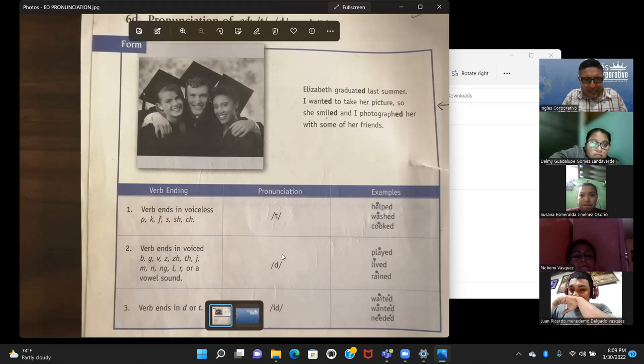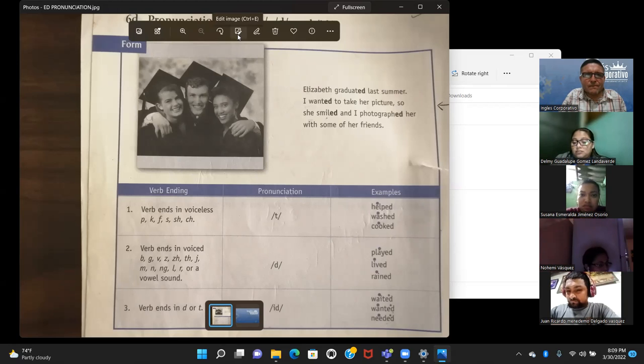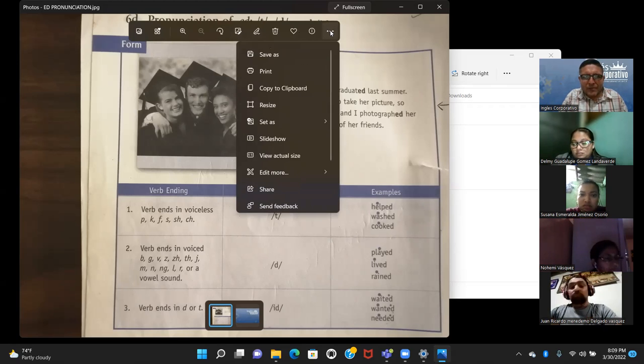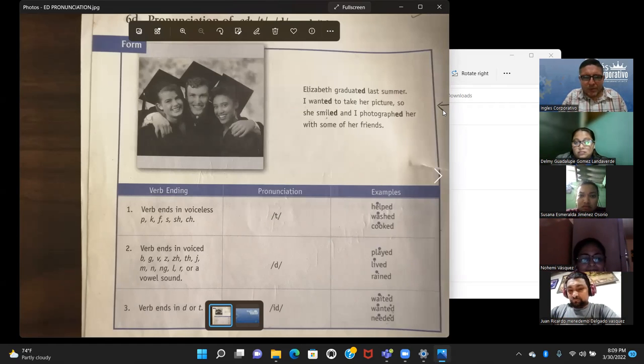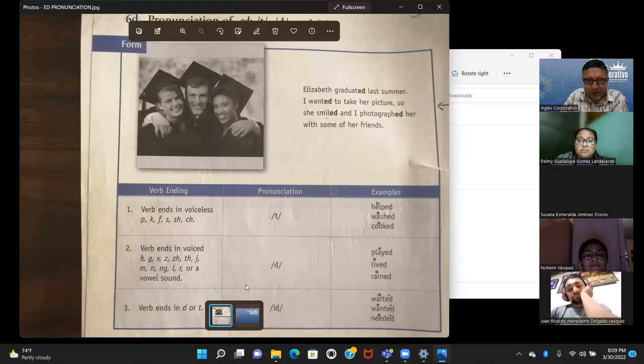Tengo que ponerlo en silencio. I'm using a different computer. ¿Se puede poner en silencio, please? Porque no encuentro cómo silenciarlos.